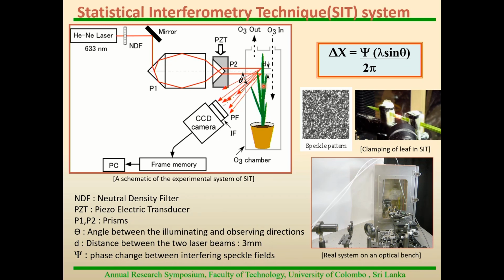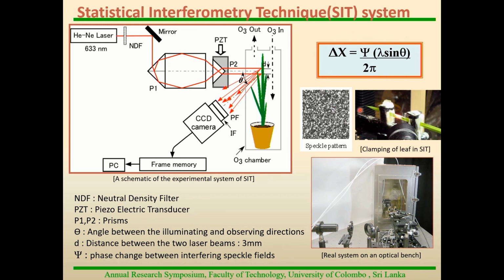During the growth of the leaf, the random wavefront interference patterns change, and the corresponding intensity distributions are successively acquired by the CCD camera and stored in the frame memory. When there is a delta X expansion between the two illumination points, the change in the phase between the two interference speckle fields is given by this equation. So now you can measure the growth of the leaf using this equation.